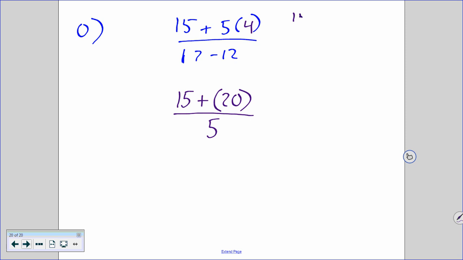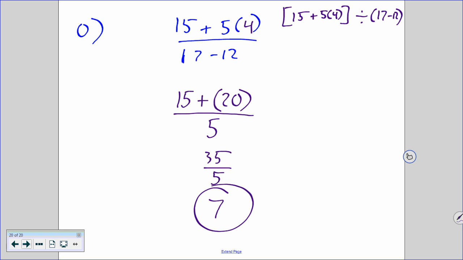This is the equivalent of writing this. Okay, so again, everything on the top and on the bottom is automatically in parentheses, okay? So 15 plus 20 is going to be 35, and 35 divided by 5 is going to be 7.